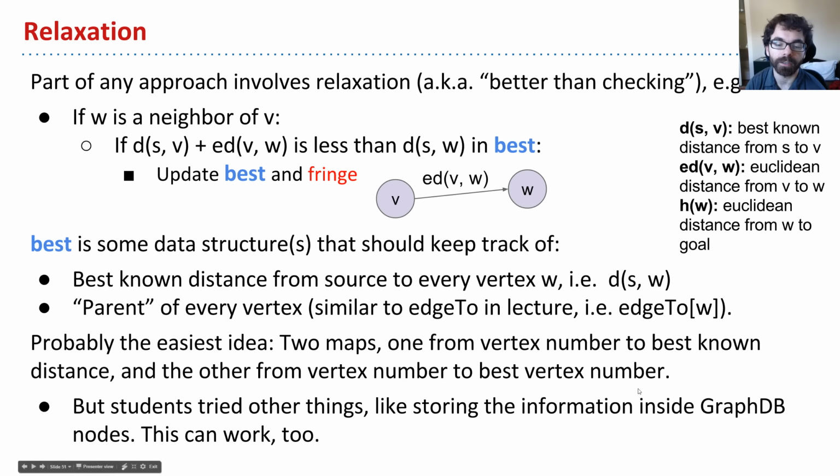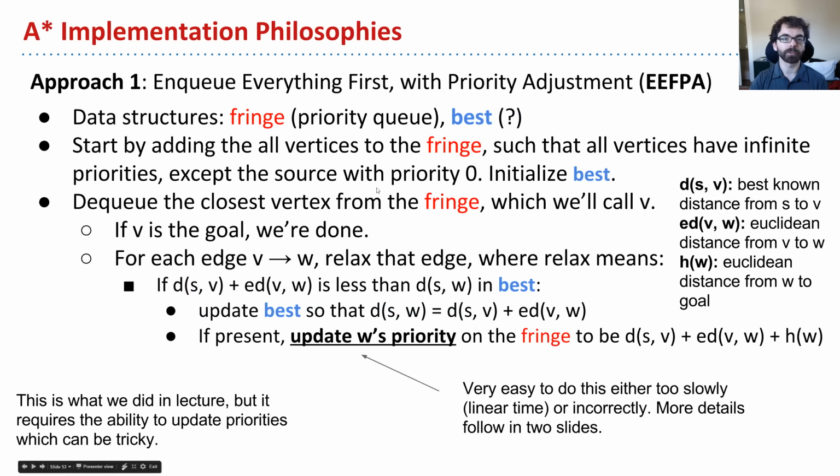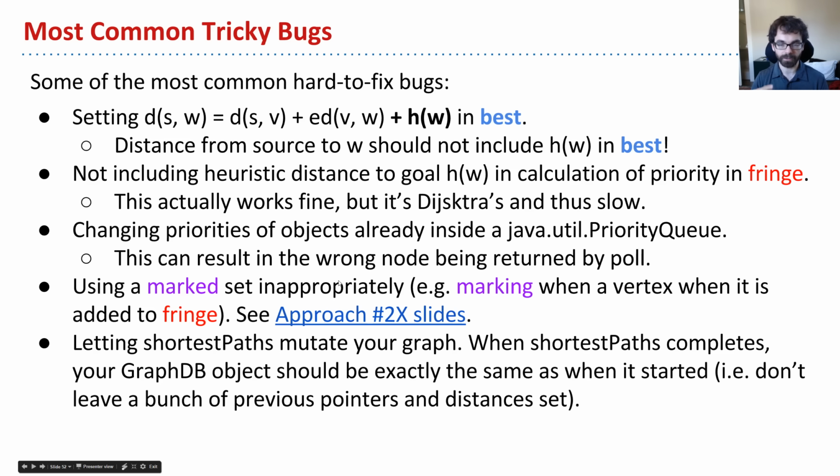Now, students did other things. For example, you can take your graph DB and have those actual nodes store information about their parents and their distance, and that will work fine too. You just have to be a little careful. So let me talk about some of the most common tricky bugs, and you can think about these. If some of these don't quite make sense, you may find it helpful to look at the simple or the approach by approach videos that are going to come after this little sub video. I'll just enumerate these, okay?